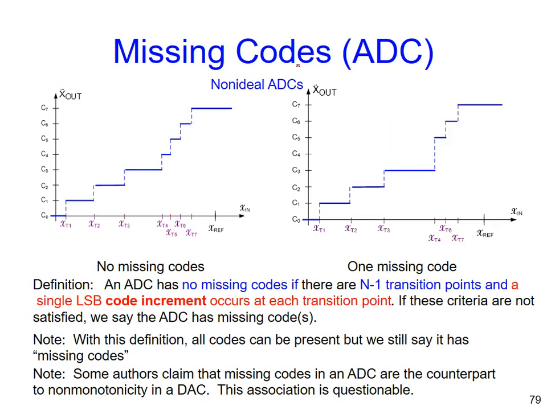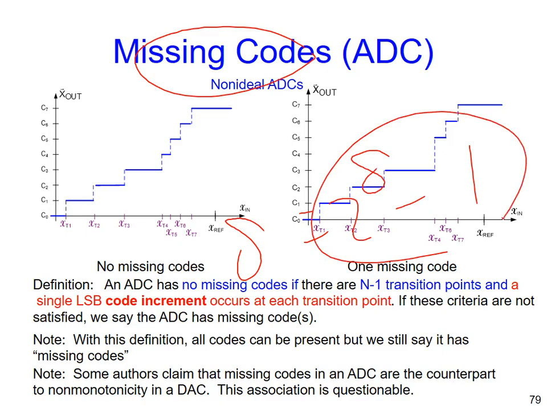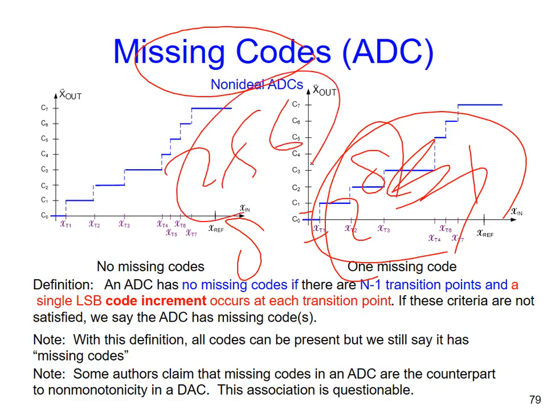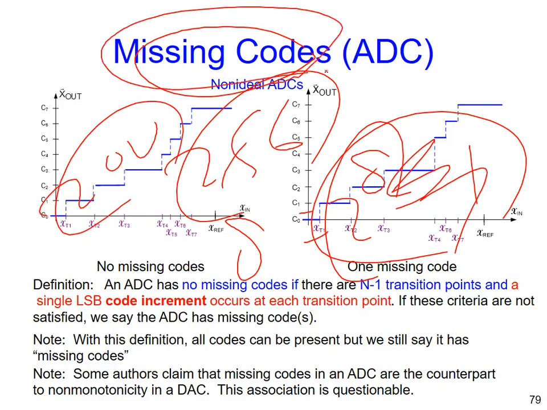And the other definition, especially for ADC, is missing code. What does it mean? Some of the outputs never show up. You say, hey, look, I have 8 bits, so totally you have 256 codes for output, right? But after measurement, you say, hey, look, why? I never see code 200. Yeah, that is the definition for missing code.